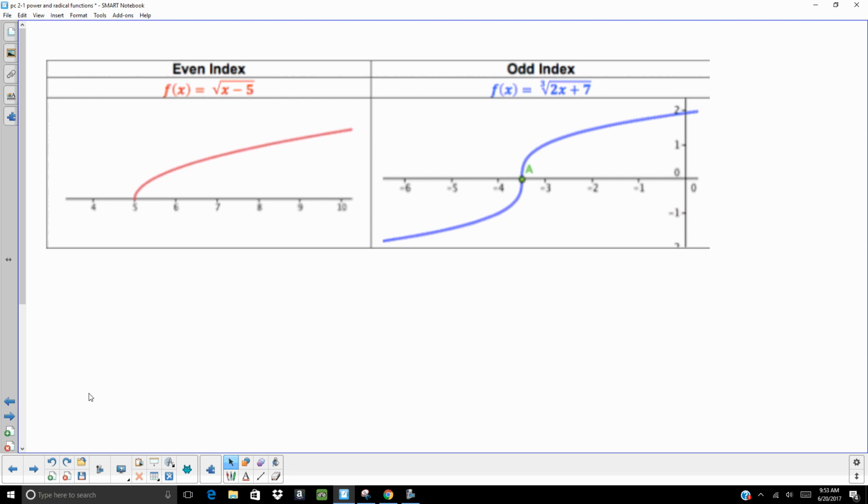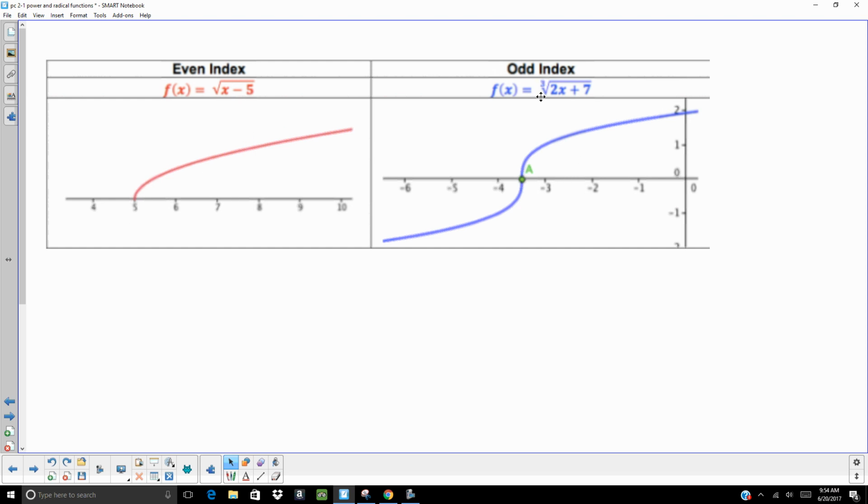All right, if you've got an odd or an even index for a radical, your graph is going to look slightly different. For an even index, you're only going to have one part of the graph. And the reason for that is you can't have a negative underneath that radical. Here, on the red one, I can't put anything less than 5 in there because I'm going to get a negative underneath that radical, and it's going to be undefined. So on this one, my domain would have to be x is greater than 5, and that's why I'm only getting like half the graph.